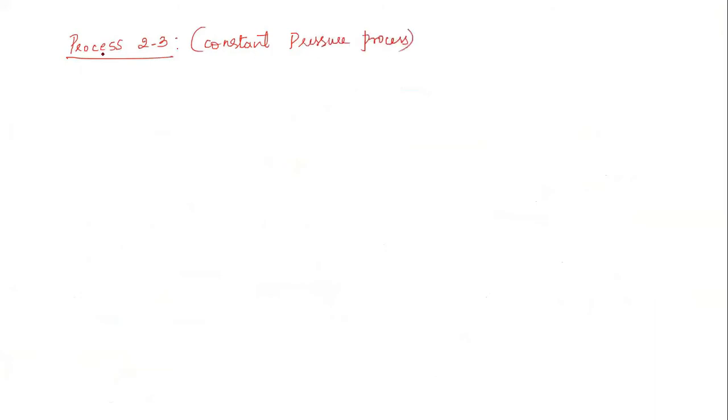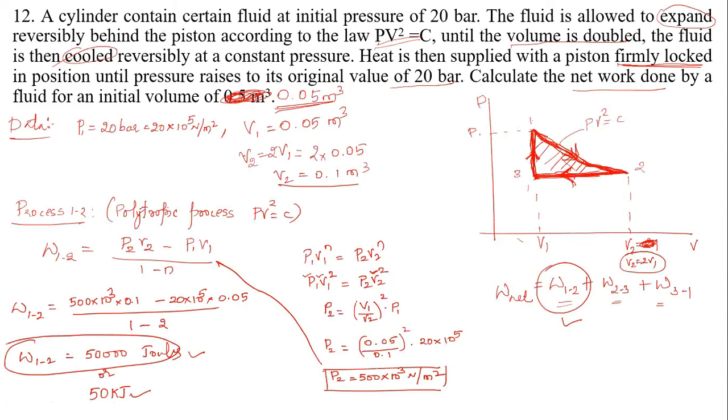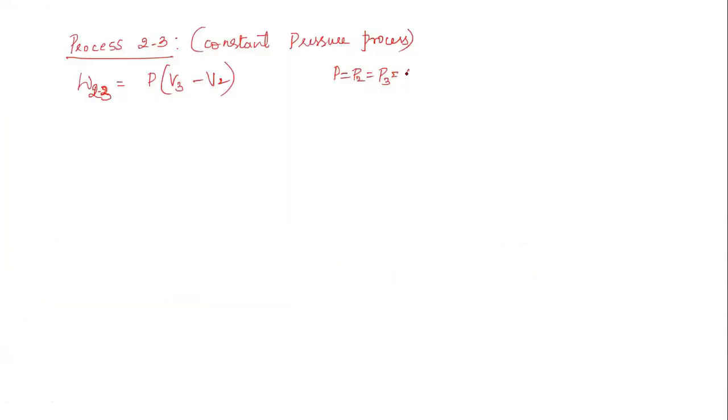And the work for a constant pressure process, it's not W1 to 2 here, it is W2 to 3. It is P into final volume V3 minus V2, where P2 equals P3. Now P2 equals P3, how much is that? You got P2 as 500 into 10 to the power of 3 Newton per meter square. Therefore, P here is 500 into 10 to the power of 3.